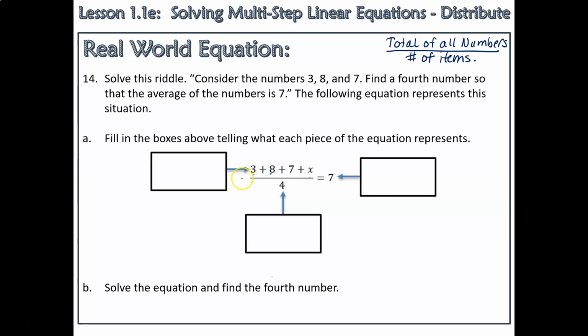Okay, so 3, these here are the numbers that we're going to add, numbers to average. 7 is the average. We're going to label these. And 4 is how many numbers there are. Okay, so we're going to take this equation and we're going to solve for x.